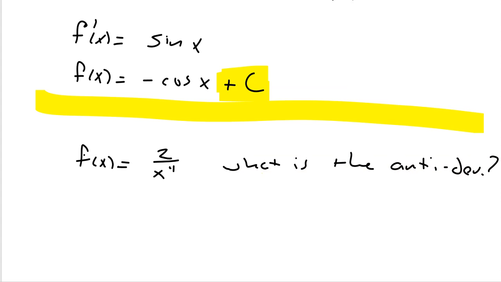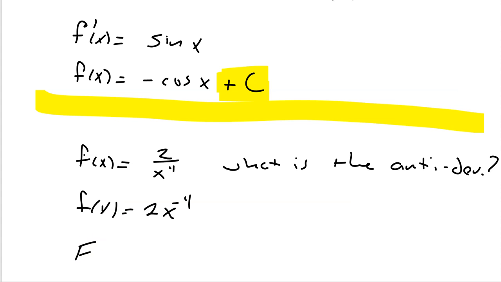So what is the antiderivative for this function? Now, it doesn't have to say it's f prime. You just get a function, and then you ask for the antiderivative. You want to find the antiderivative for that. So I would still think about this one as the power rule, and that is 2x to the negative 4th, right?